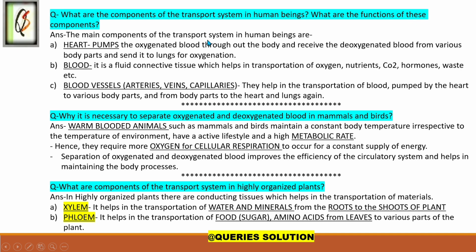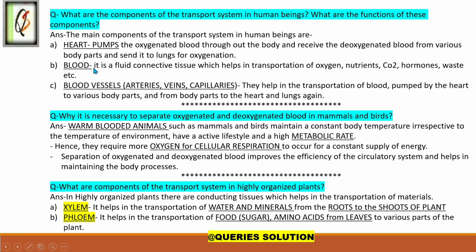So the main components of the transport system or circulatory system in human beings are three important parts. The first one is an important organ, which is the heart. And what does the heart do? So the heart pumps the oxygenated blood throughout the body and it receives the deoxygenated blood from various body parts and sends it back to the lungs for oxygenation. So this is the job of the heart. The heart is not going to produce the blood, but the heart's job is to pump the blood to all parts of your body and bring the deoxygenated blood back to the lungs so that the blood can become oxygenated again, right? That's the job of the heart.